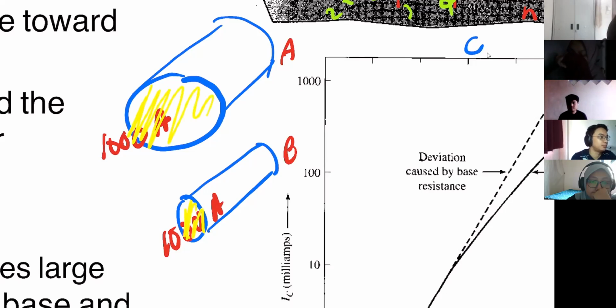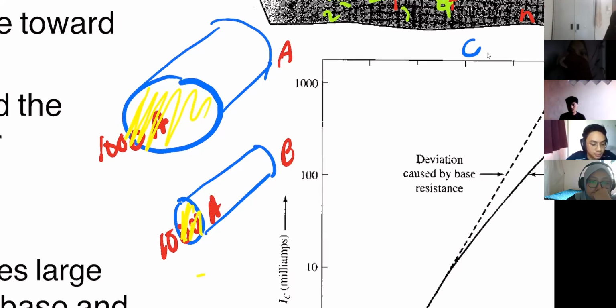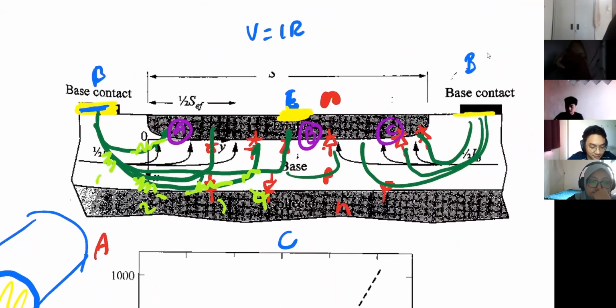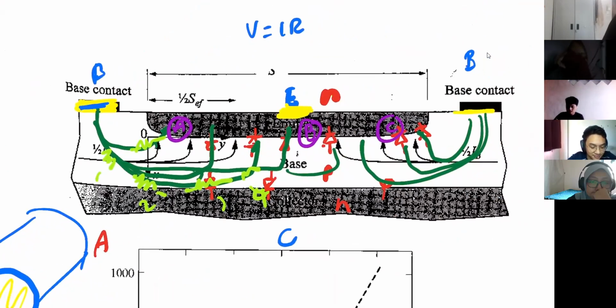So when the current density is very high, we have a heating problem. The I squared R loss is based on the localized density. In this case, what happens with the emitter crowding in A and C? You have a very high current density. And you keep on increasing VBE because you want to increase IC. You increase the base to emitter voltage, therefore you get higher emitter current.